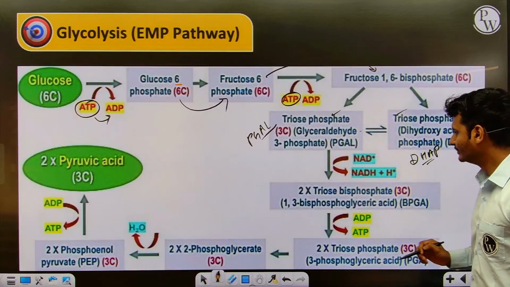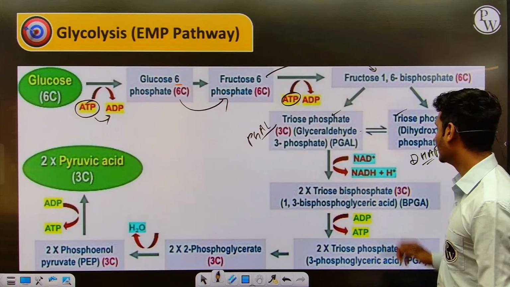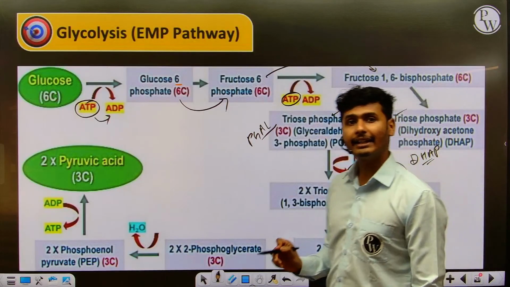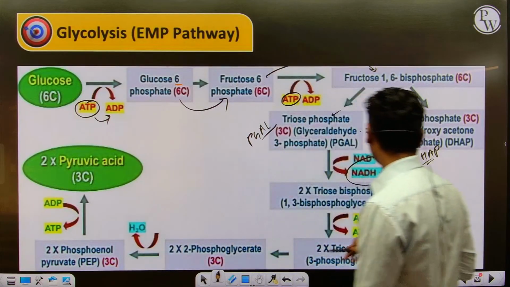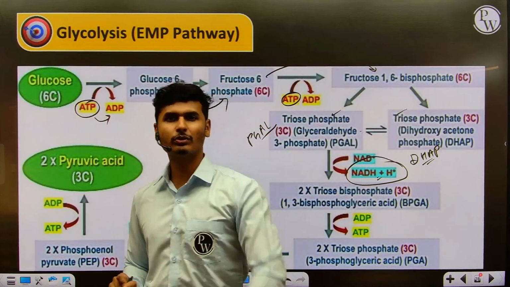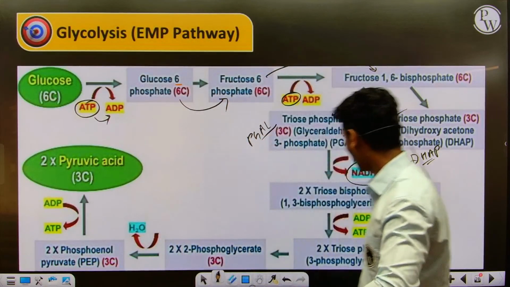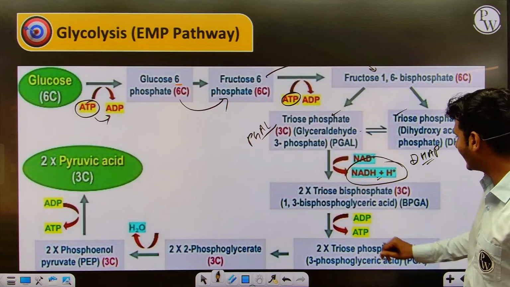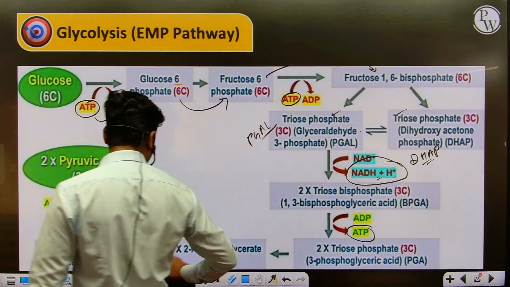This PGAL converts into 1,3-biphosphoglyceric acid, and it is responsible for the formation of 2 molecules of NADH. Now here NADH2 is formed, and one NADH2 molecule gives you 3 ATP. It means now ATP is coming. This 1,3-biphosphoglyceric acid converts into 3-phosphoglyceric acid, and it produces ATP. Another ATP came.